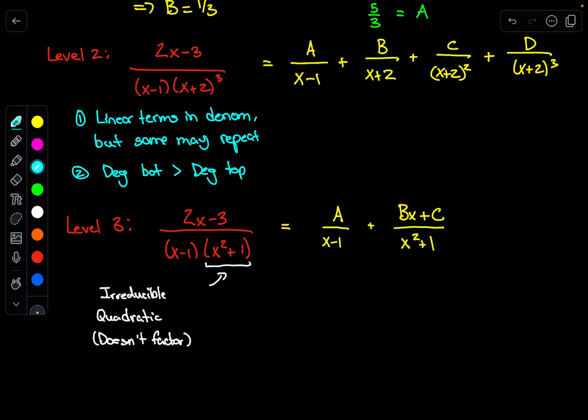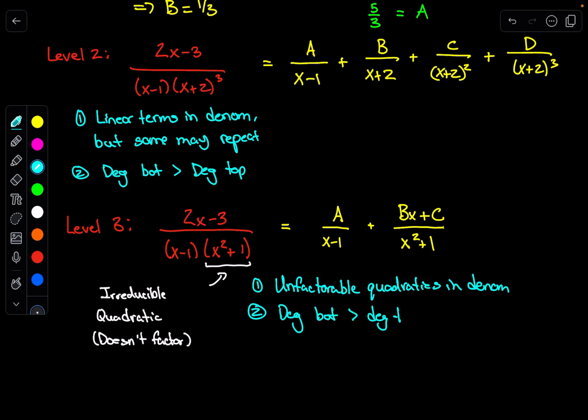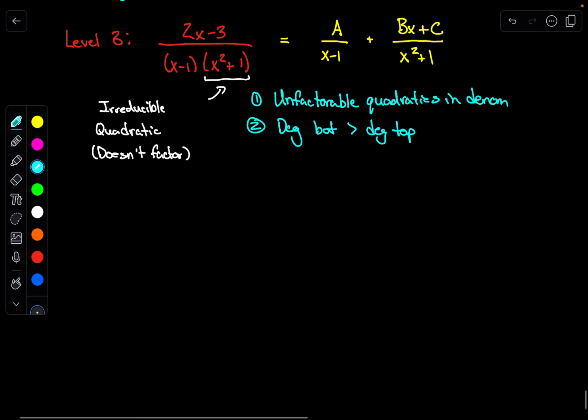And so again, the important characteristics here is now we don't necessarily have only linear terms, but we definitely have unfactorable quadratics, irreducible quadratics in our denominator. Okay. So we get here. And if you'll notice, the degree on the bottom is still larger than the degree on the top. So degree on the bottom is still larger than the degree on top. It's a pretty standard characteristic. So level 4 is an extension of level 3, essentially.